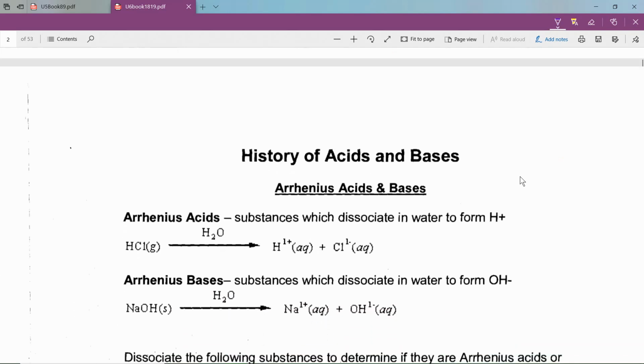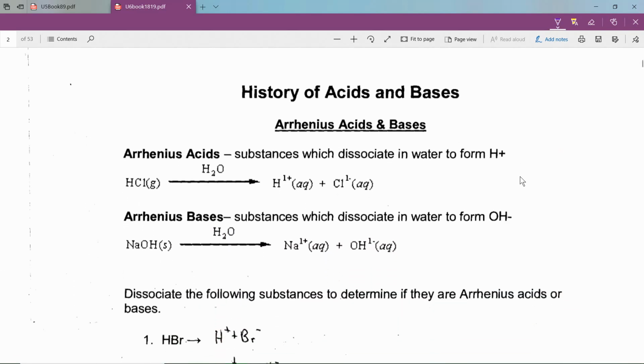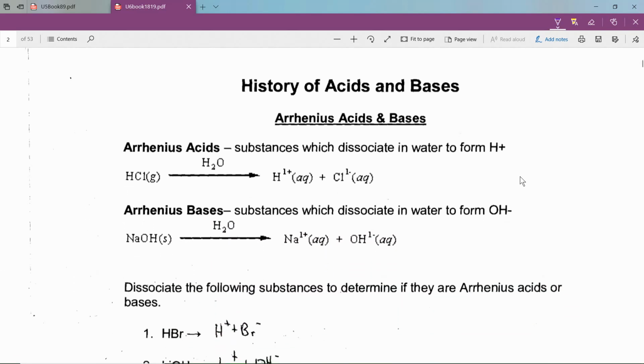Okay, so let's get a bit descriptive here on page 2 and talk about various classifications of acids and bases. There's not just one definition of an acid. It depends on all sorts of things. Because there are so many different properties, we have different categories.